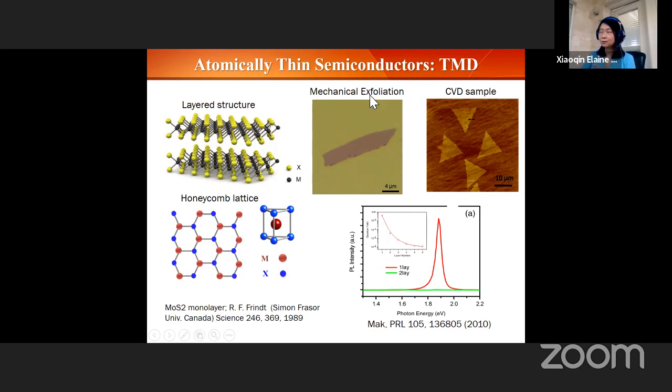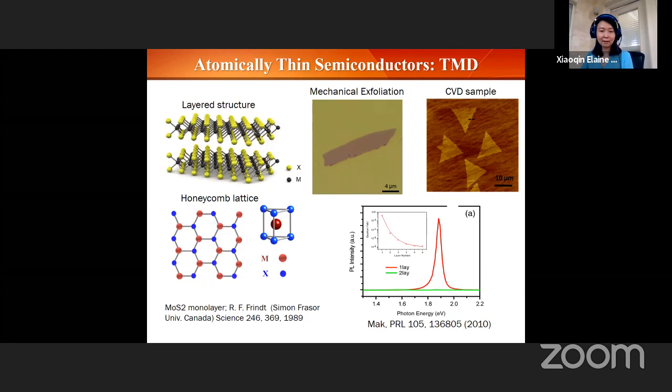My own group mostly creates these materials by mechanical exfoliation. This is a rather small flake. With skilled undergraduates, they're creating flakes that are 100 microns in size. And also the growth using chemical vapor deposition has progressed significantly in the last 10 years. People can now grow wafer-size, single atomic layers of these materials.